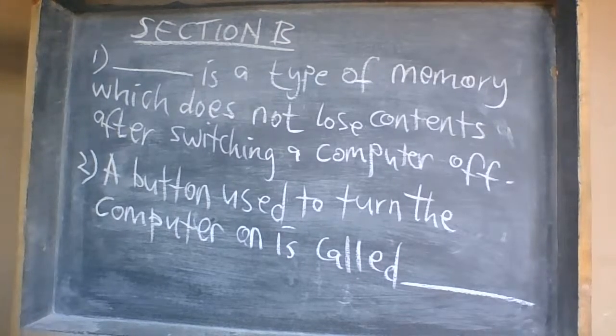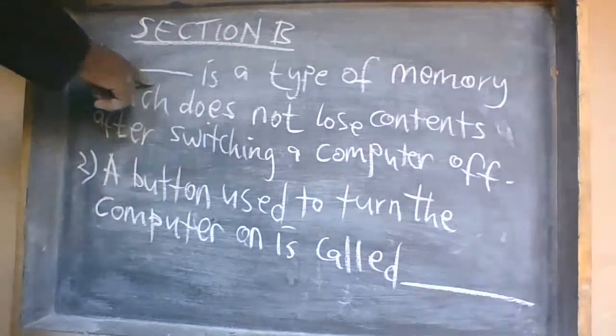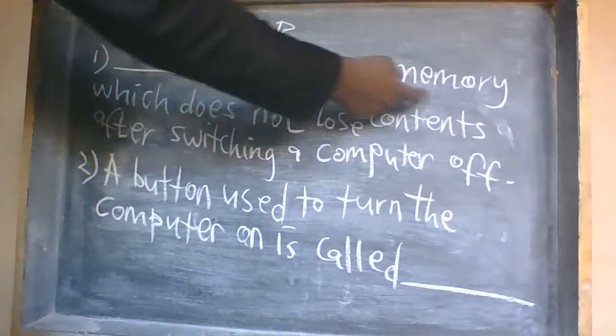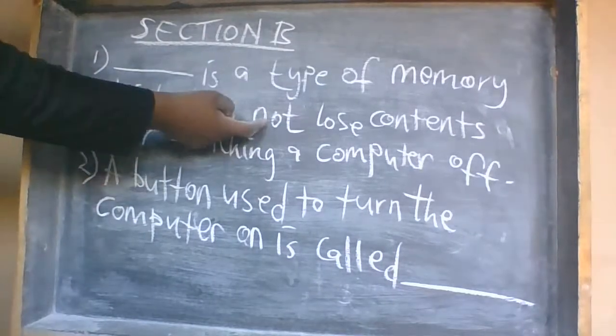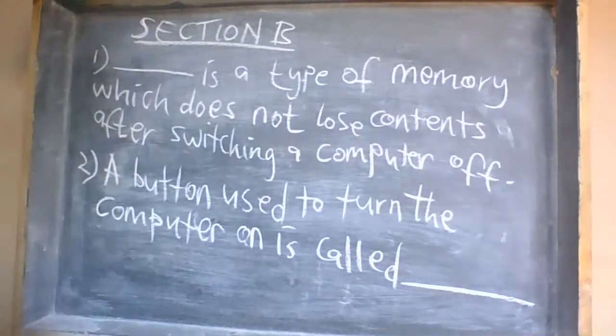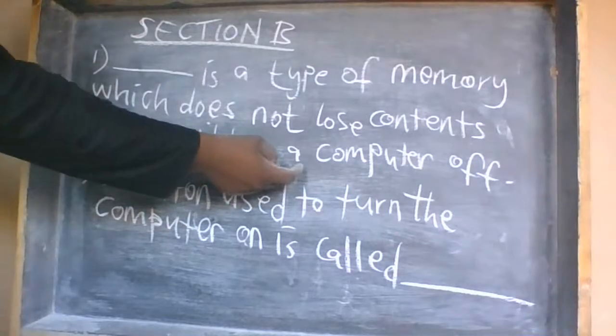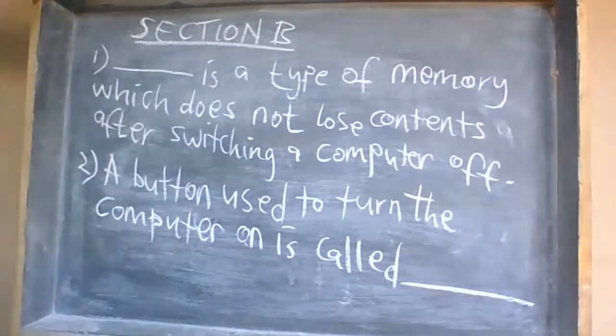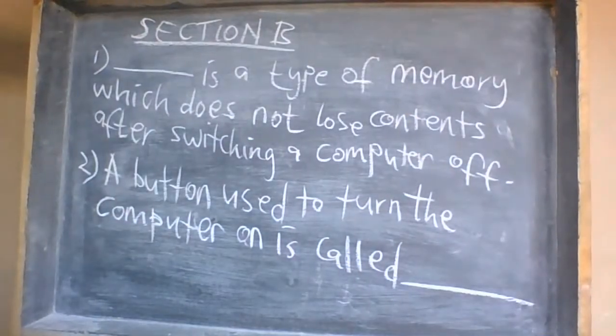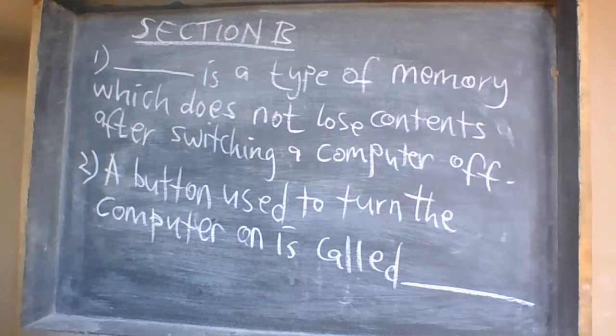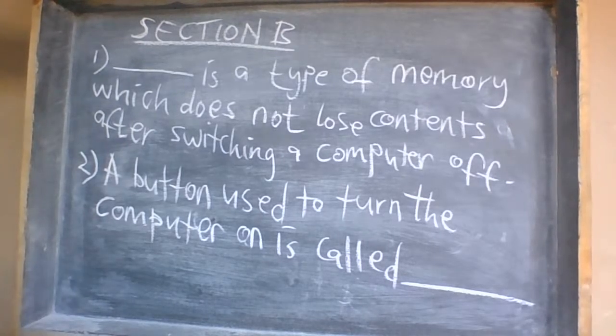Dash is a type of memory which does not lose contents after switching a computer off. Okay, so there are main types of memory, but specifically, this question directs us to categorize them by looking at the RAM and also the ROM.